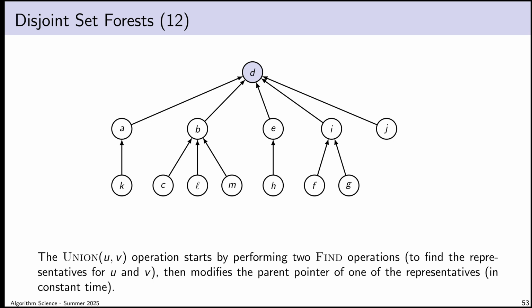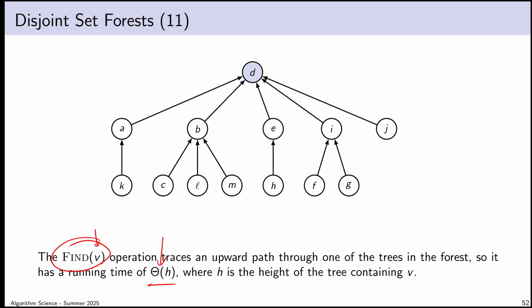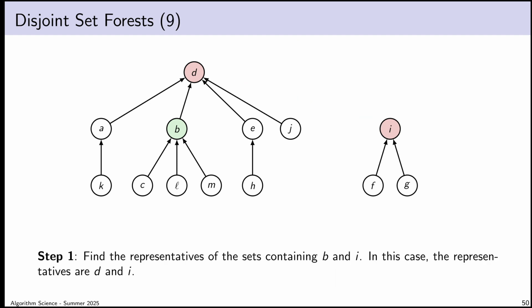Step 1 of the union operation is to go find the representative for each of the two elements. Go find the representative for U, go find the representative for V. That's a find operation: find the root of the tree containing those two things. Which means, because each find operation is big theta of h, where h is the height of the tallest tree, that the union operation, once I've found the two representatives, the actual union itself, the merge, is just setting a pointer.